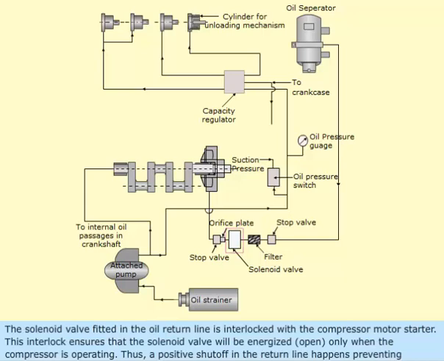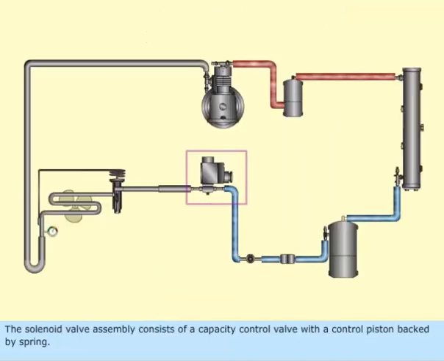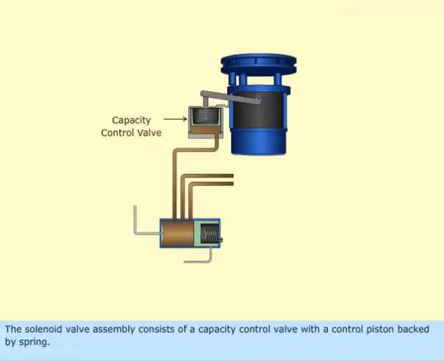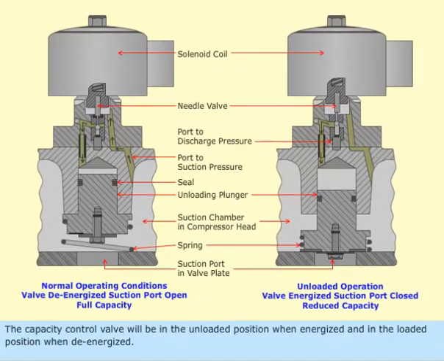Thus, a positive shutoff in the return line happens, preventing draining of oil and refrigerant into the compressor crankcase during off cycles. The orifice plate controls the flow back of oil to a minimum to avoid oil slugging into the crankcase. The solenoid valve assembly consists of a capacity control valve with a control piston backed by spring. The capacity control valve will be in the unloaded position when energized and in the loaded position when de-energized.